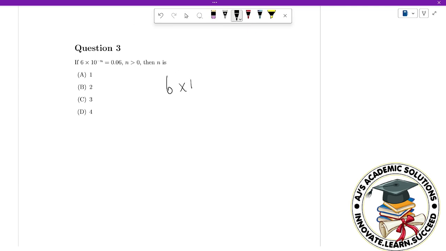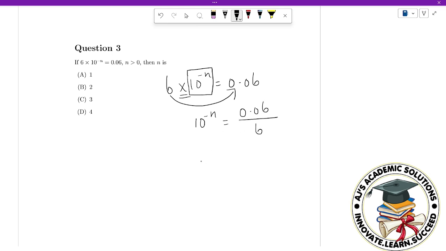So we'd have 6 times 10 to the negative n is equal to 0.06. Now, we want to solve for n, so we're isolating here. And like we say, we're going to move this across. When moving it across, since it's multiplying, it's now going to divide. So 10 to the negative n is equal to 0.06 divided by 6. Therefore, 10 to the negative n power is equal to 0.01.